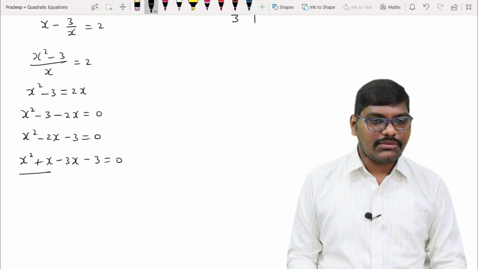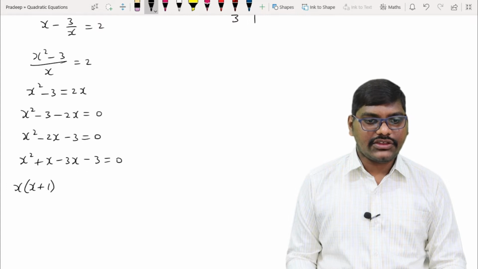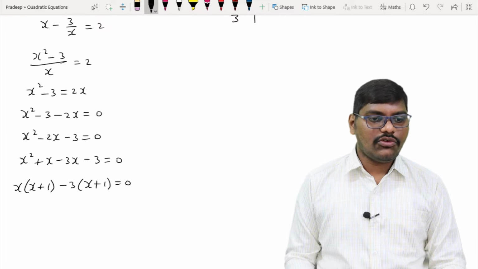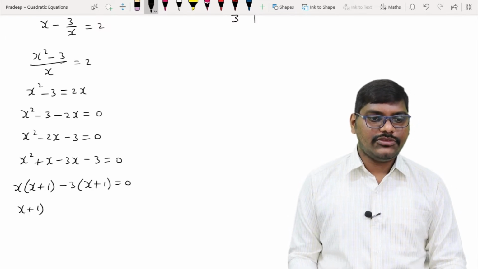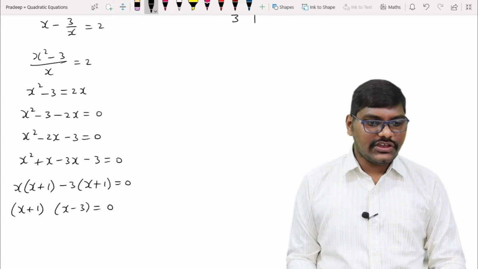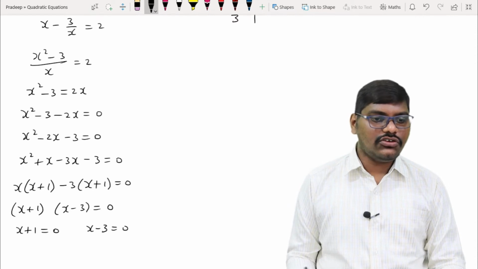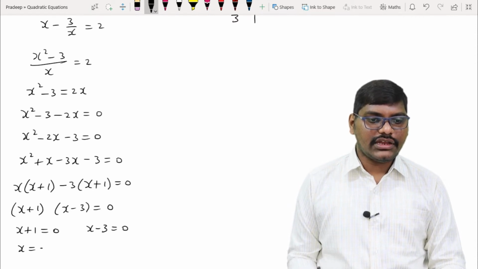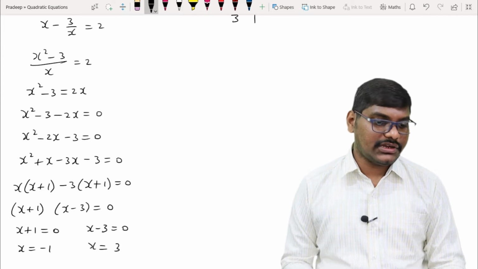I can take x common here, so this becomes x plus 1, and here I can take minus 3 common, so I remain with x plus 1. From the whole expression I can take x plus 1 common, so I remain with x minus 3. I take these separately: x plus 1 equal to 0, and x minus 3 equal to 0. So x equals minus 1, and x equals 3. These are the two factors which we got for this particular question.